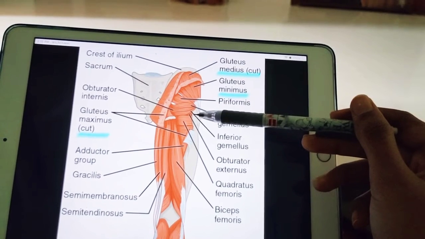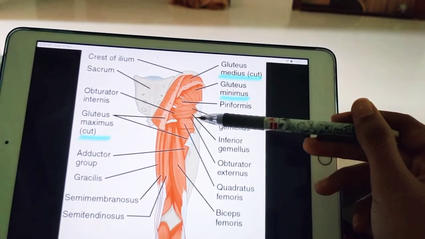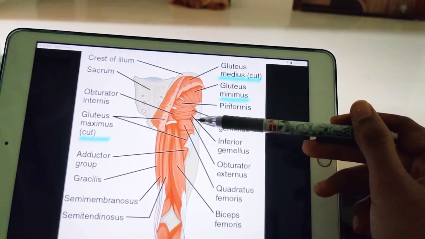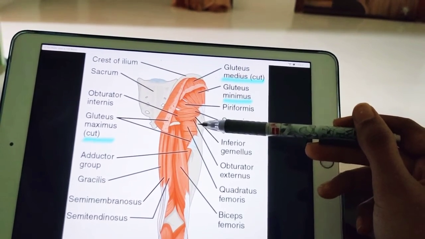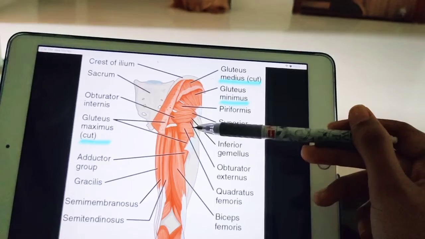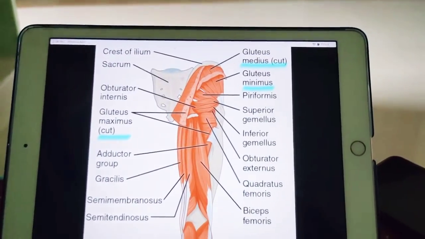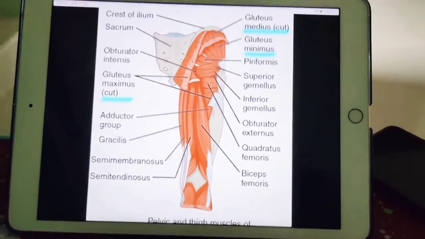It is inserted by a tendon which runs upwards and laterally behind the neck of the femur to reach the gluteal region, inserted into the trochanteric fossa on the medial side of the greater trochanter. So simply you can say it is attached to the medial side of the greater trochanter, supplied by the posterior division of the obturator nerve. Okay.